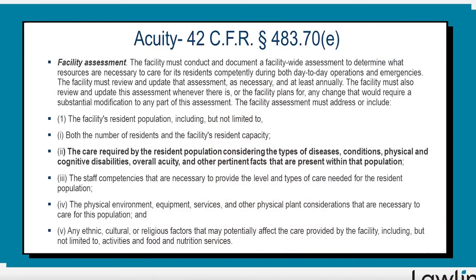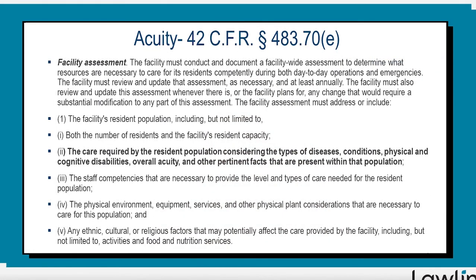So a facility assessment is a tool that skilled nursing facilities use for many purposes, including determining staffing ratios for the skilled nursing facility. And again, although acuity is referenced in the federal regulation addressing the facility assessment, which is CFR 483.70(e), there's no specific formulation or definition for what acuity actually is.